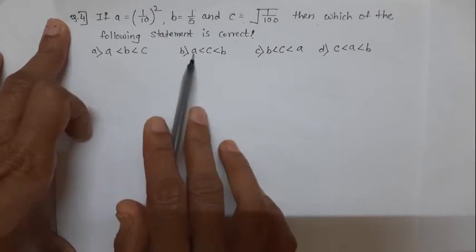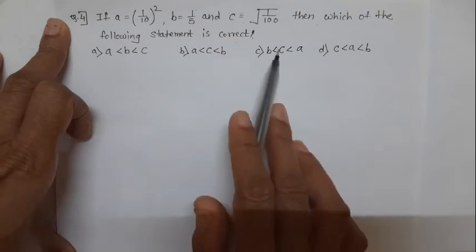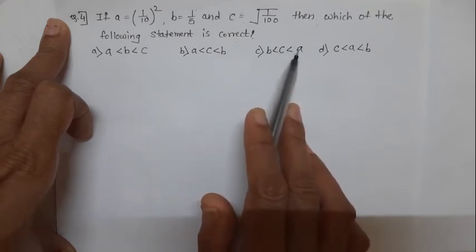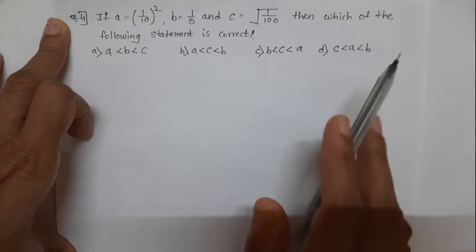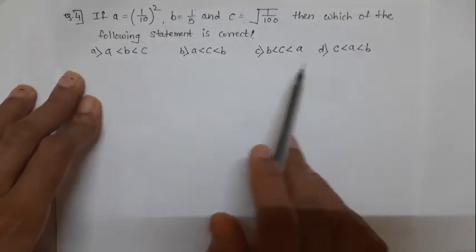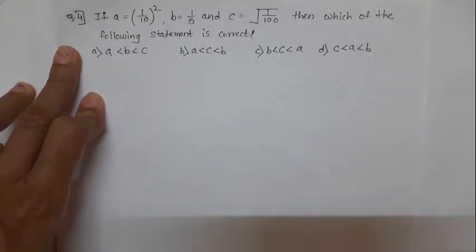See here also, A is smaller than C, C is smaller than B. B is smaller than C, C is smaller than A. C is smaller than A is smaller than B. These options are given. So we have to solve these and then choose the correct option.